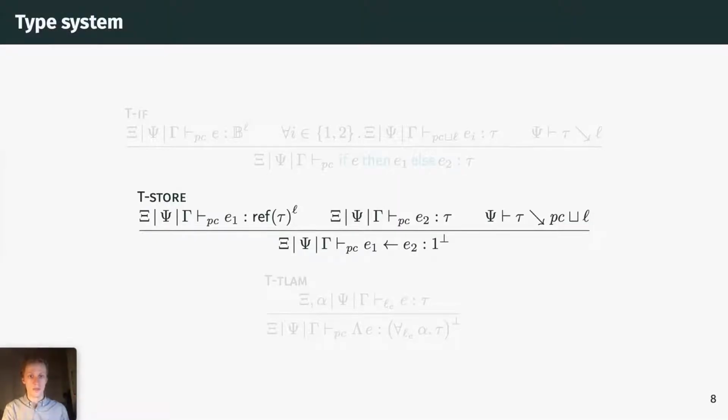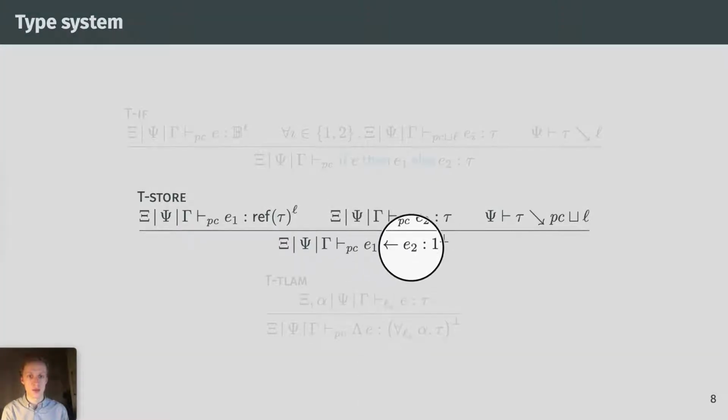The next rule encodes what I meant by PC being a lower bound on the side effects. In this case, we're typing writing to a reference E1 with some value E2. E1 is typed as a reference with contents of type tau, and the value E2 that we are going to write to the reference is also of type tau. Crucially, as enforcing the lower bound on side effects, we require that the PC label is lower than the label of tau. It correctly says that you cannot, in high context, write to public references.